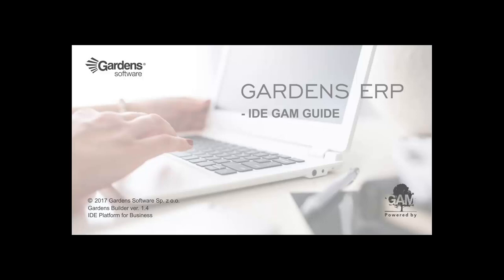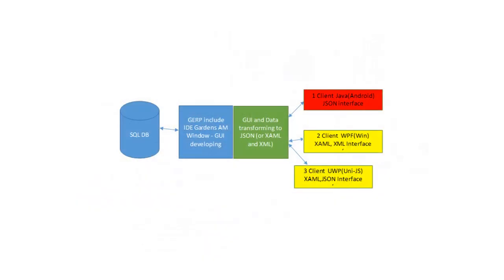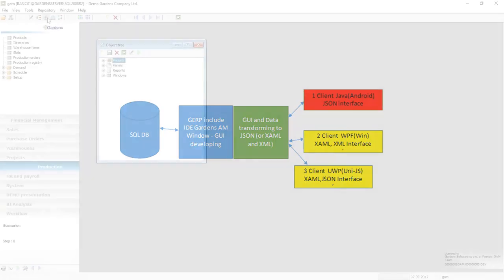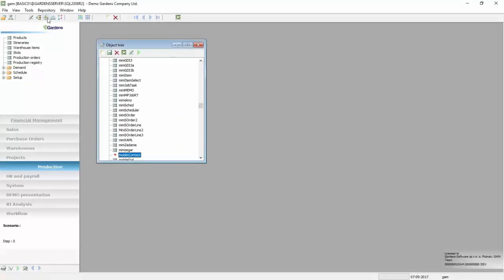In this video we will show you graphical user interface tools that allow you to attribute functions to graphic objects, and that such complicated windows prepared in the Garden's client can be automatically transformed into a thin client, in this case a mobile application. So now I am opening the list of objects.